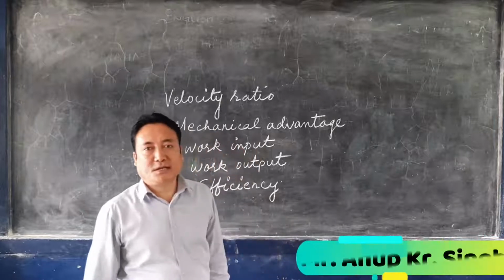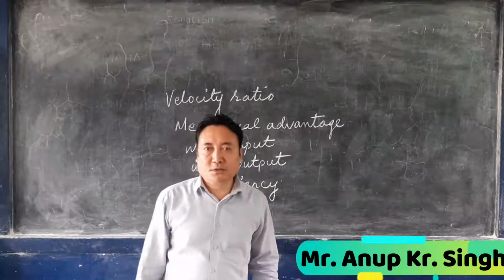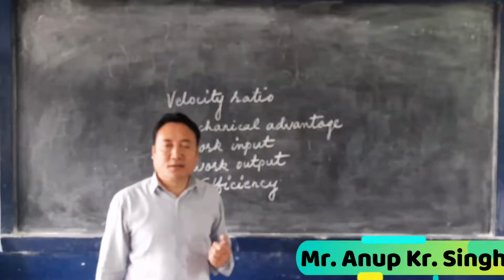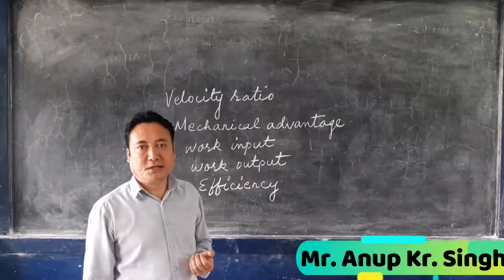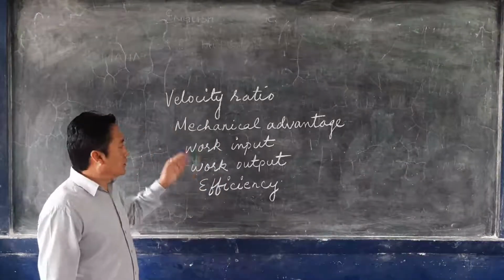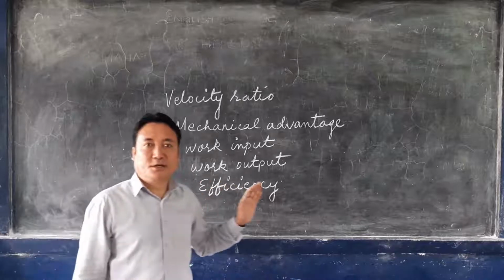So, continuation with the same chapter, energy. Today we are going to discuss the remaining portion of the technical terms associated with simple machines. That is the velocity ratio, mechanical advantage, work input, work output and efficiency.